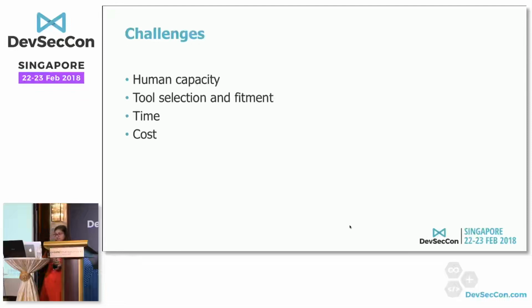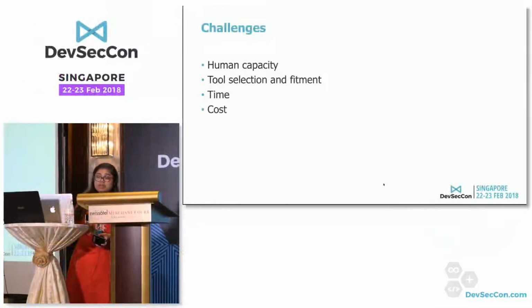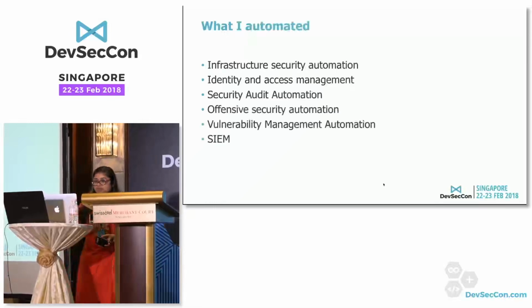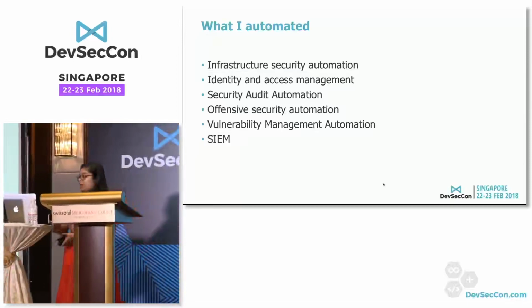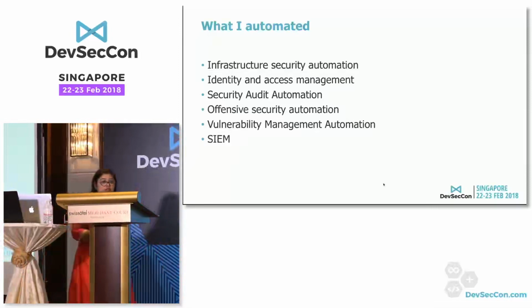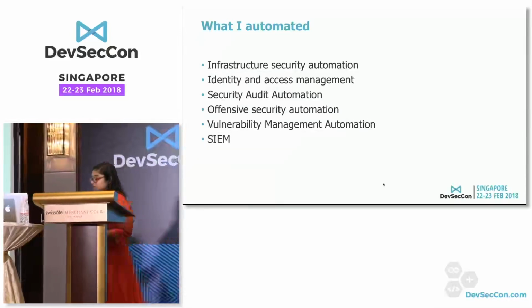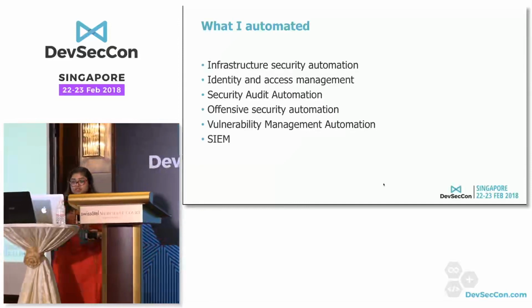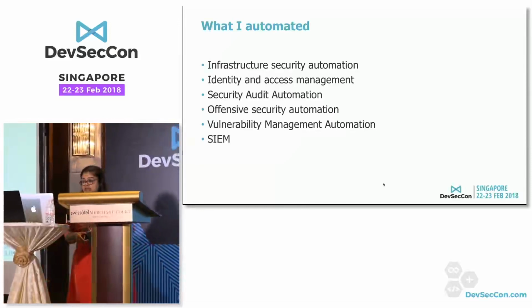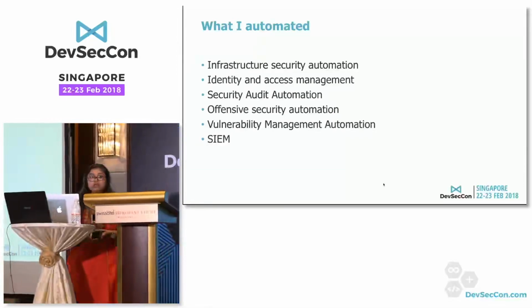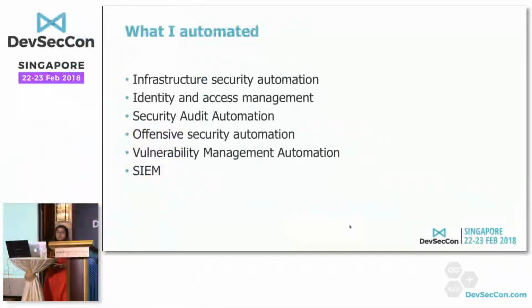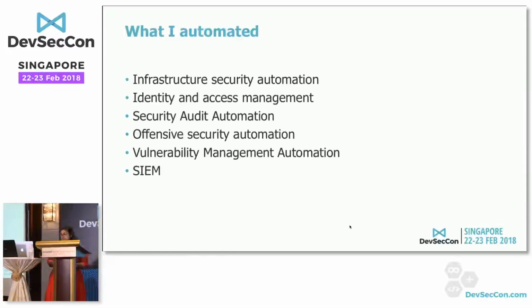Yeah, as I said, these are the challenges: the human capacity, tool selection and fitment, time, because per day a human being can give only 14 hours max, and definitely the cost. Then I thought to break the whole thing down, choose the fields and categorize what I can automate or what I can do for the company to make it secure. So yes, I found these points. First, infrastructure security automation, identity and access management, then security audit automation, offensive security automation, vulnerability management automation, and last but not the least, SIEM, security incident response management.